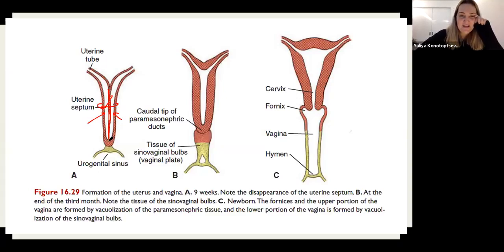That does happen. Anyway, so this is your two paramesonephric ducts fusing together, and they should not have a septum here. It should be one uterus, right? So like here. But now we need to talk about how do we make vagina.